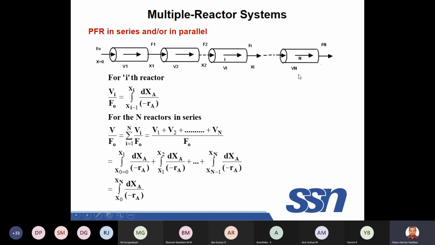If it is the same volume, you get n into V, that is the total volume. If it is a different volume, you get V1 plus V2 plus V3 till Vn, right? So the total volume is V1 plus V2 and so on if the volumes of the reactors are different. So for the ith reactor, you write the performance equation: Vi by F naught. F naught is the same, it is not changing because it's a plug flow reactor. So Vi by F naught is the integral from x(i-1) to xi.